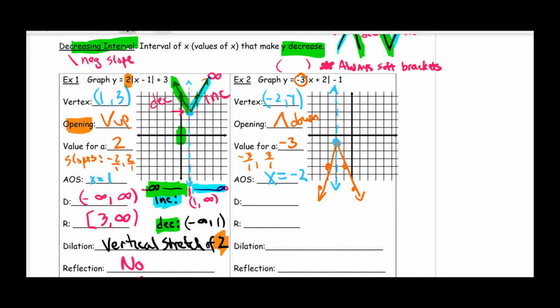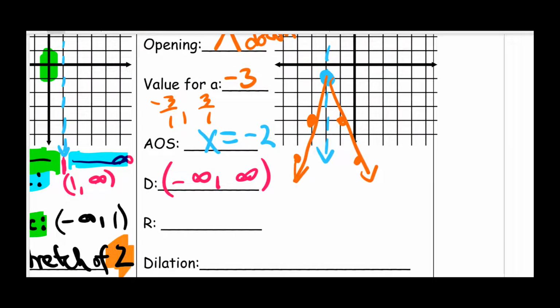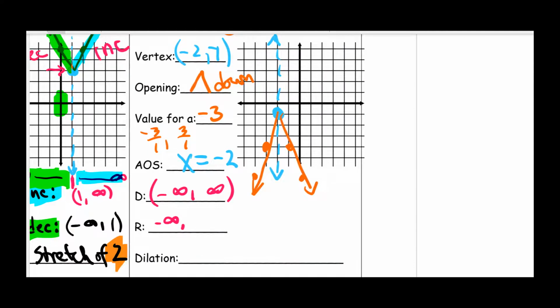Now the domain, again, domain for all absolute value functions is always all reals. So from -infinity to infinity with soft brackets. Now the range, this one goes from the bottom, so this one goes down. And anytime you have an absolute value function that is shaped like this, your range will be from -infinity all the way up to whatever the k value is. And the k value, we look at our vertex, that's just that y value right there, and the k value is -1. Now, when you do that, be sure to put a hard bracket on the -1 and a soft bracket on the -infinity.